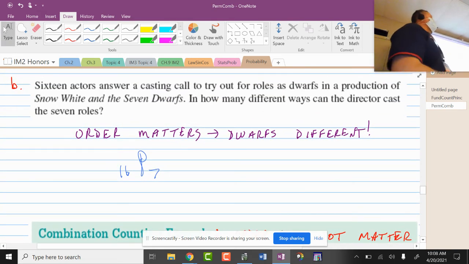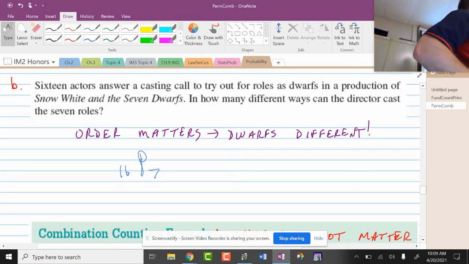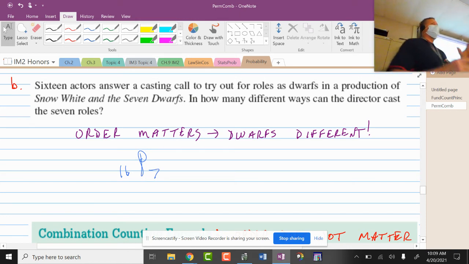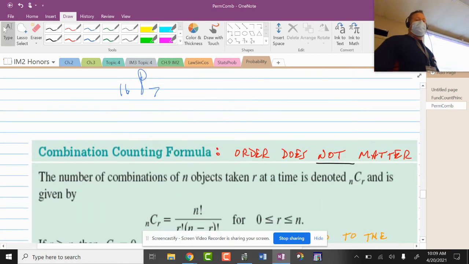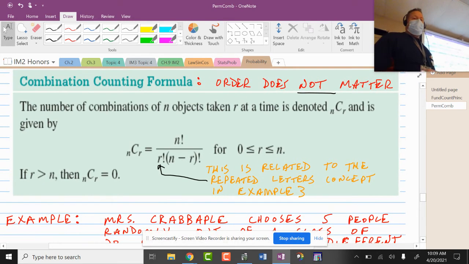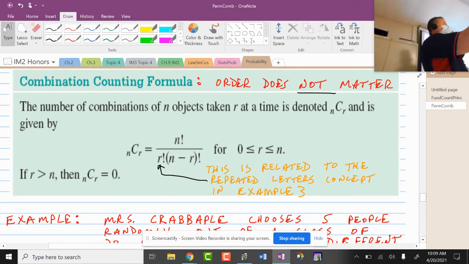Now, if I said from these 16 people, I'm going to choose 7 of them for the play. Was there anything specific there? Did it say anything about a role? No. So that would be a combination, right? Because if I get those 7 people, I don't want all the different ways that those 7 people can be picked. I have to get rid of the repeats, like the repeating letters in Bumblebee. Let's use that word.